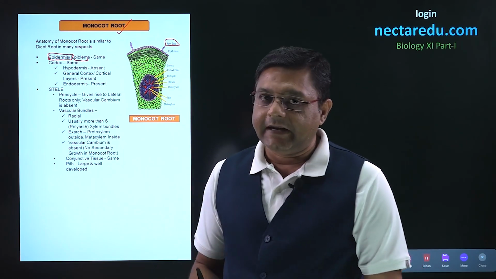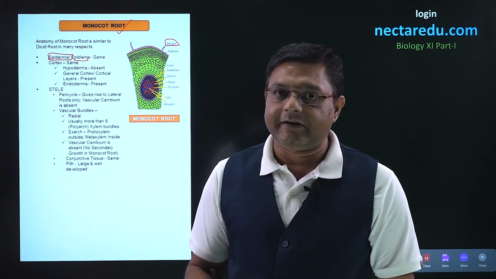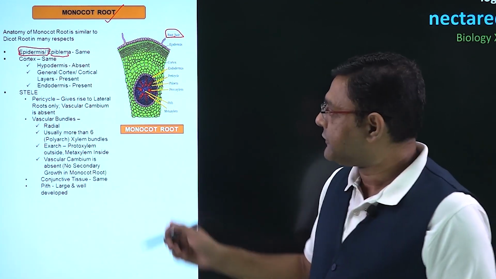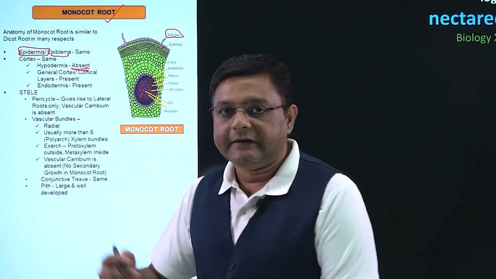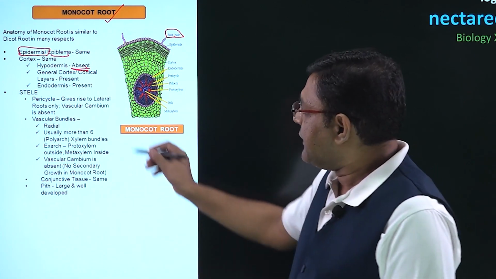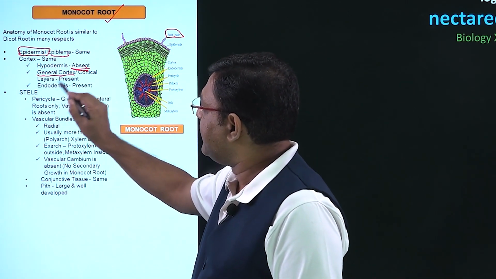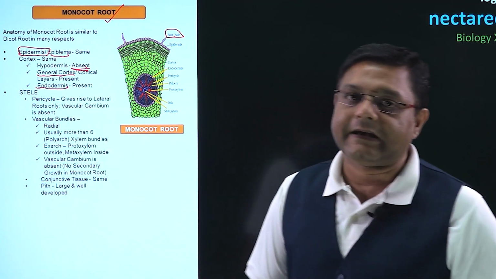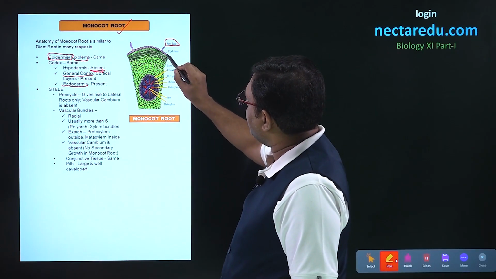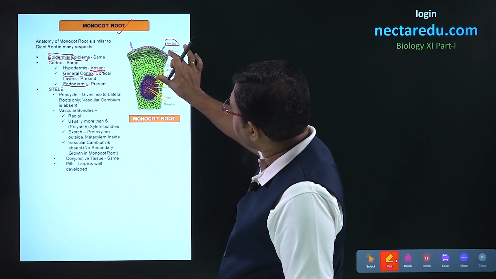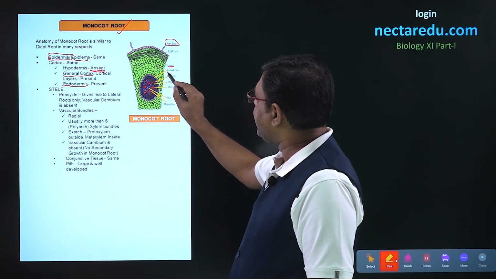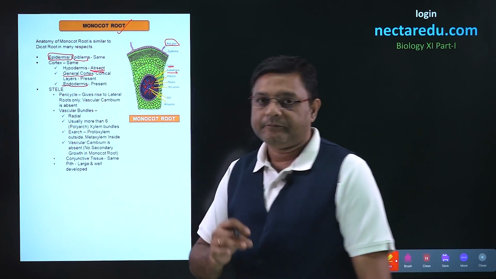Cortex can have three layers, that is hypodermis, general cortex and endodermis, but in the case of roots hypodermis is absent and it was absent in dicot roots also and it will be absent in the case of monocot roots also. So just two layers will be present, one will be the general cortex and a single layer endodermis will be present. If we look into this diagram, then below this epidermis, all these layers, these are a part of general cortex, and then there will be endodermis which will be present here.